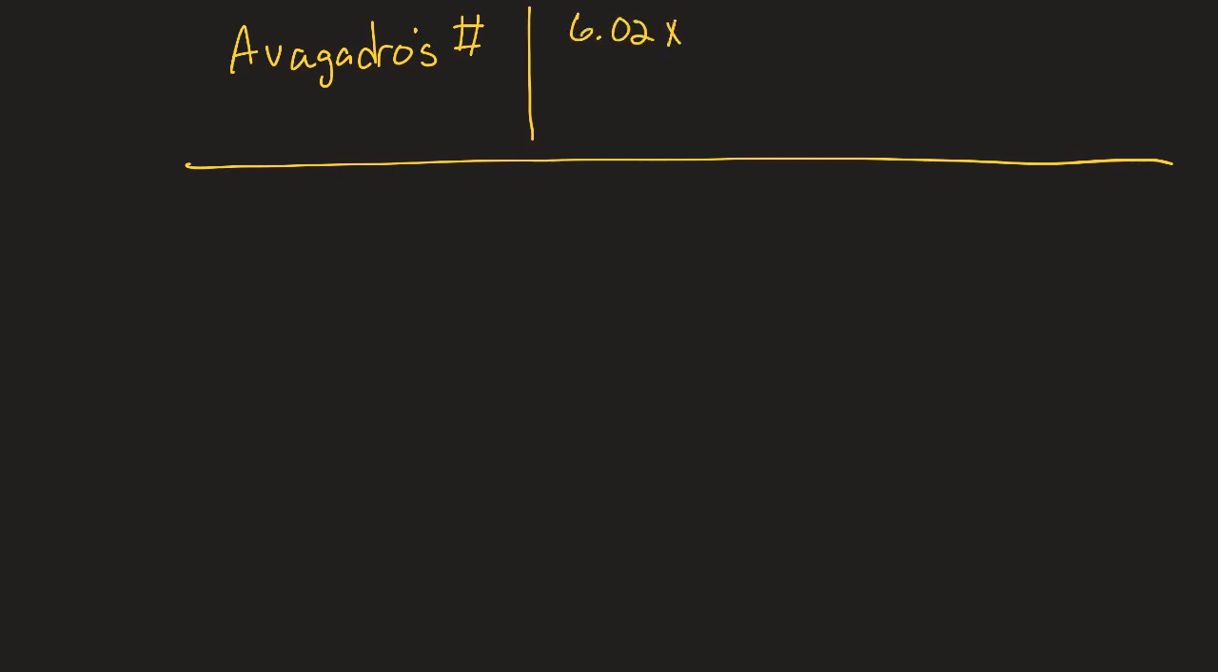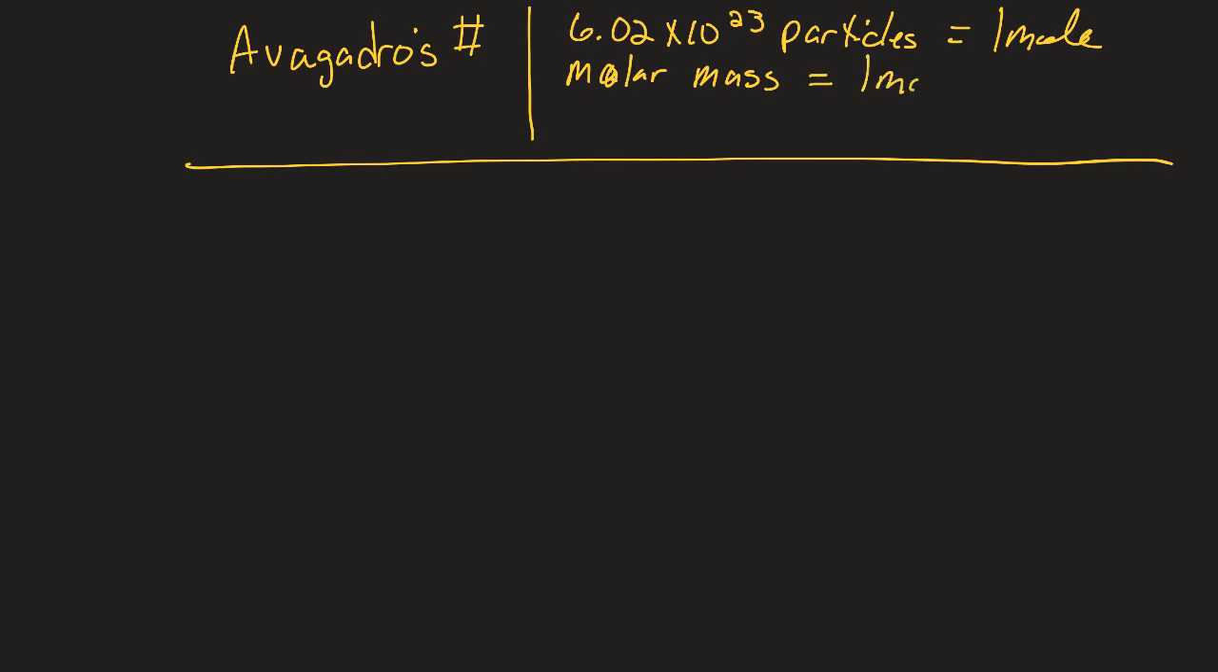And you'll see that there's a box there that says it's equal to 6.02 times 10 to the 23rd particles per 1 mole. There's another one that says the molar mass is equal to 1 mole. And then there's another one that says 22.4 liters is equal to 1 mole.